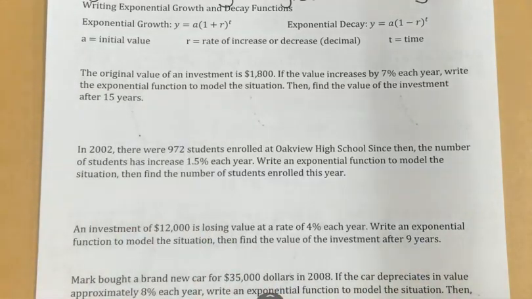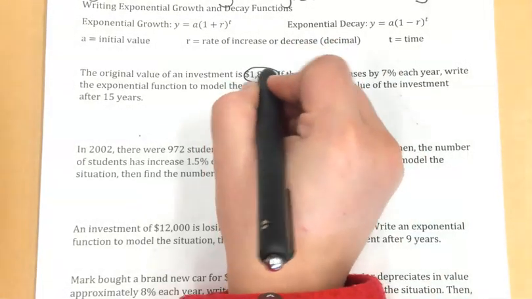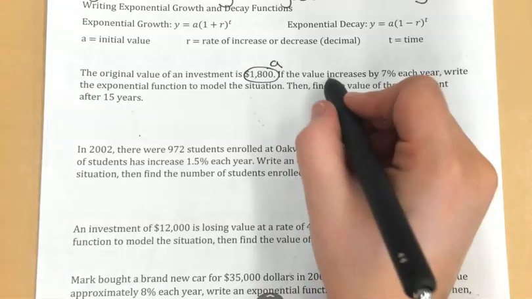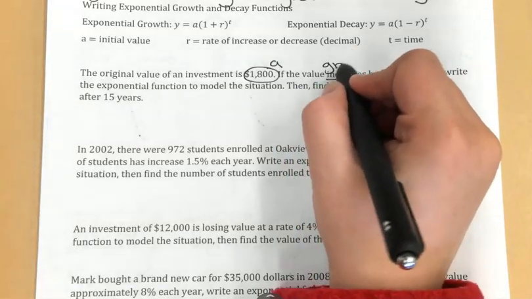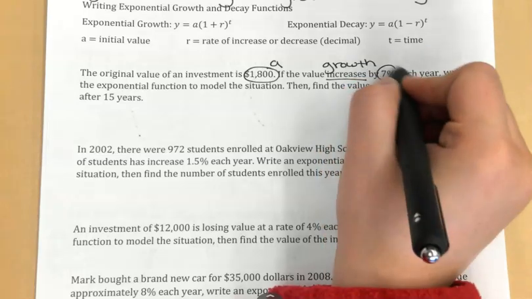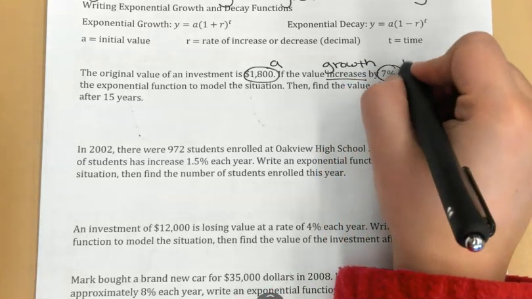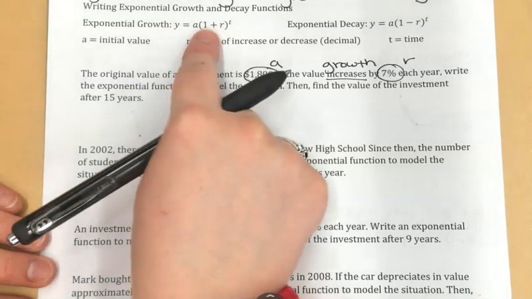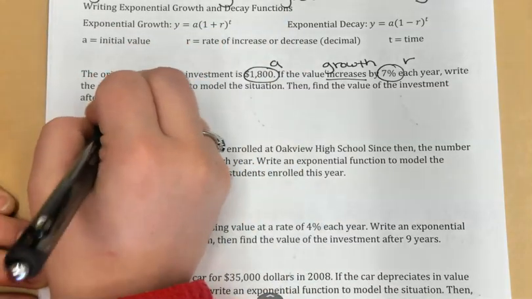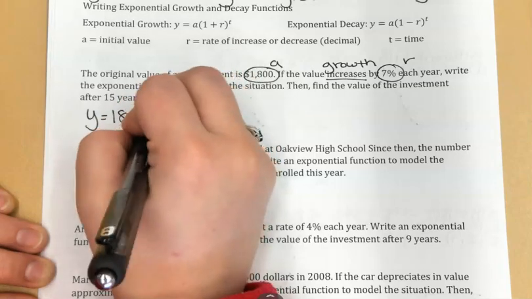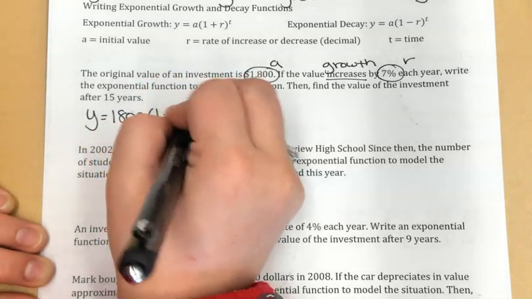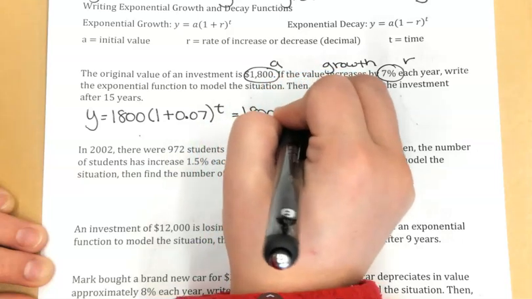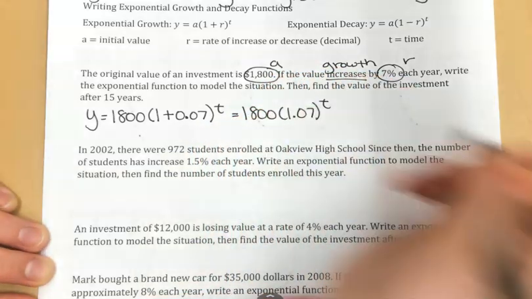For this first one, the original value of an investment is $1,800. That's your A value. If the value increases, that tells me that this is going to be growth, by 7% each year. That is my R value. Write the exponential function to model the situation. So I'm going to do growth. Y will be equal to 1,800 times 1 plus 0.07 to the t power. So that's 1,800 times 1.07 to the t.